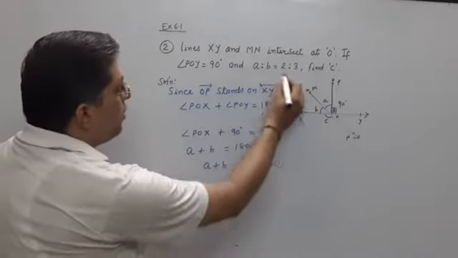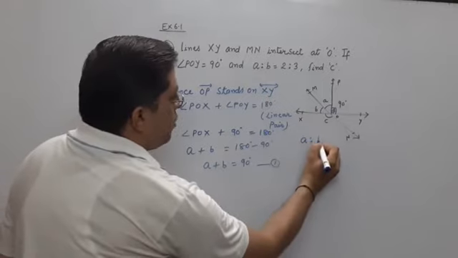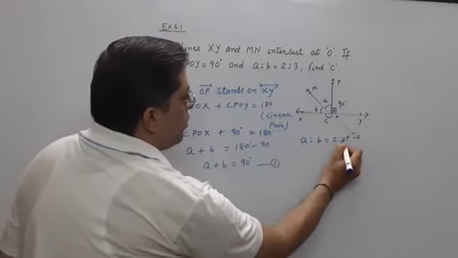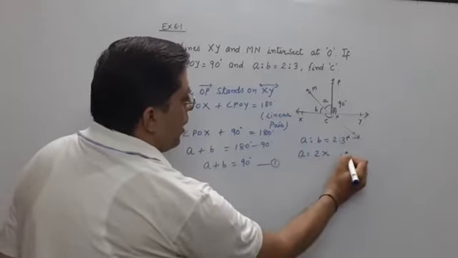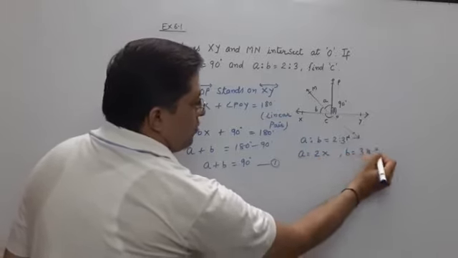Okay, now what is given? A ratio B is equal to 2 ratio 3. Okay, then what will be A? A will become 2x and B will become 3x.